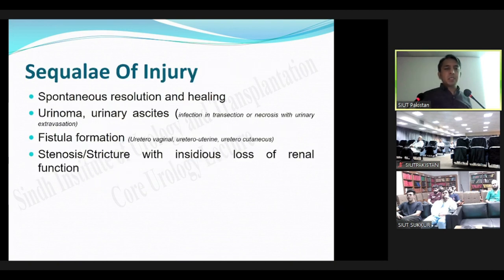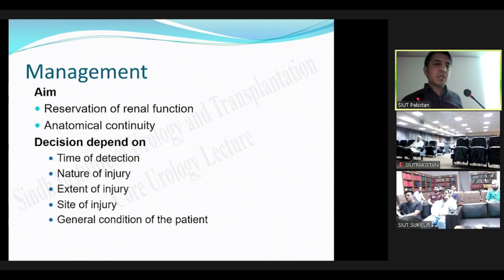The complications or sequelae of ureteric injury: it can cause spontaneous resolution or healing, and then can lead to urinoma or urinary ascites, infection, transection or necrosis with urinary extravasation, and fistula formation like ureterovaginal fistula, uterine fistula, or ureterocutaneous fistula, and then can lead to stenosis or stricture, and loss of renal function.